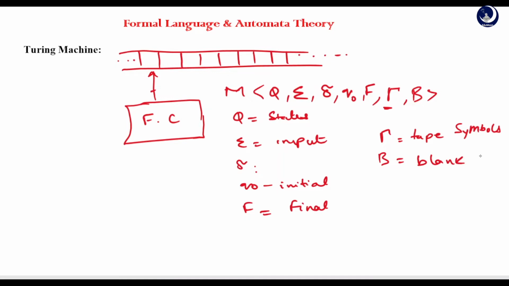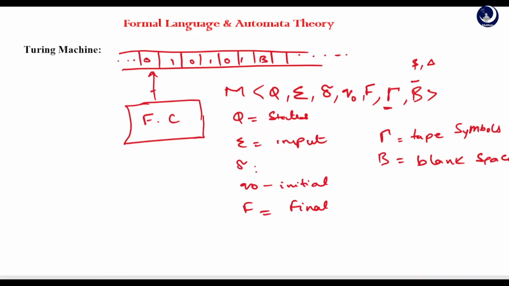This blank space is used to indicate the end of the string, because here we have an infinite tape. For example, the string is processed on this tape like this. At the end of the input string, we place a blank space B. In some textbooks, instead of B we have other notations like a dollar or a delta. No matter, the meaning is the same, indicating the end of the string here.